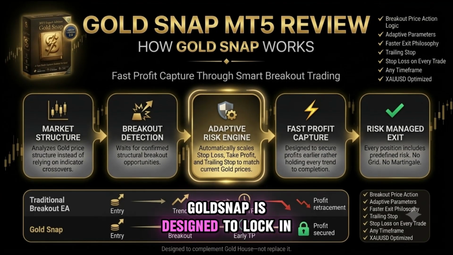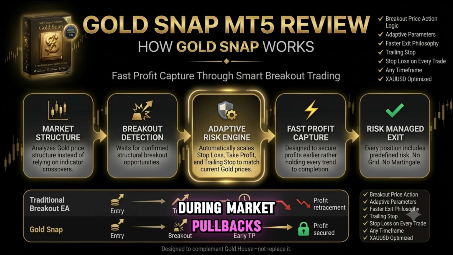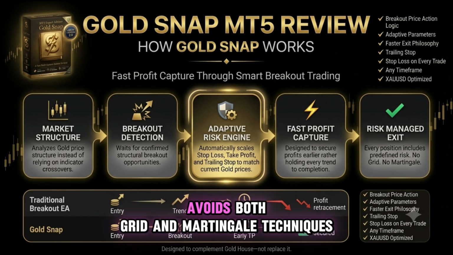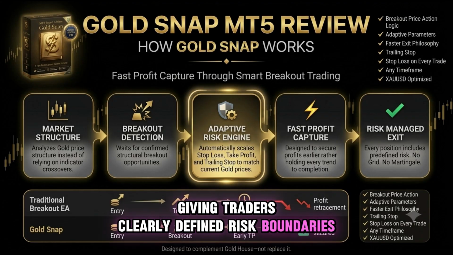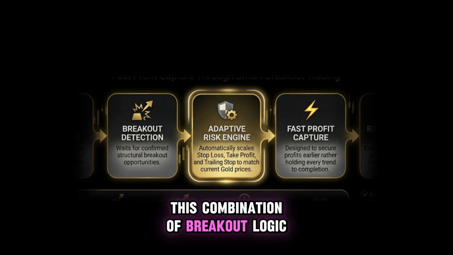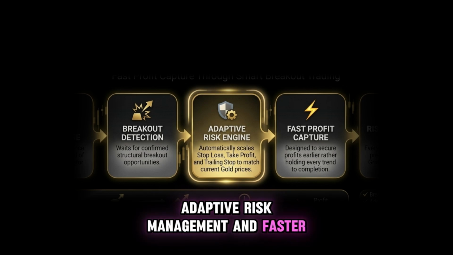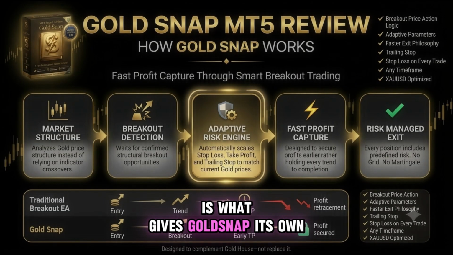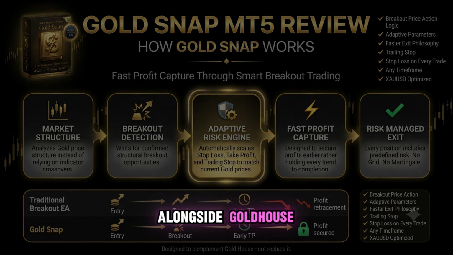Gold Snap is designed to lock in profits earlier, reducing the chance of giving back gains during market pullbacks. Every trade is protected with a predefined stop loss, and the strategy avoids both grid and martingale techniques, giving traders clearly defined risk boundaries. This combination of breakout logic, adaptive risk management, and faster profit realization is what gives Gold Snap its own unique role alongside Goldhouse.